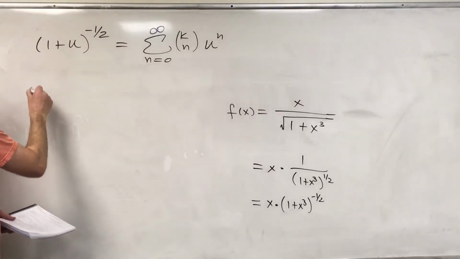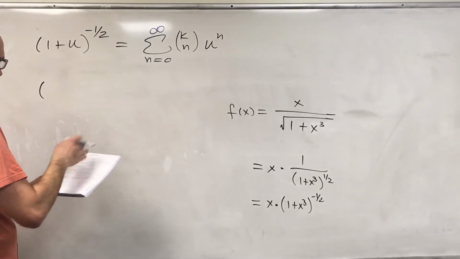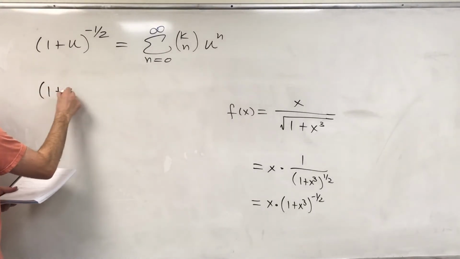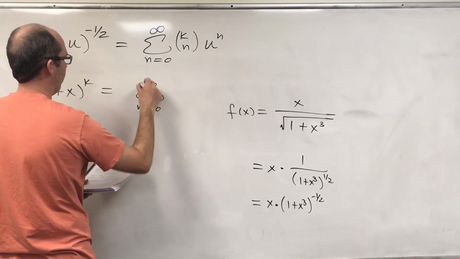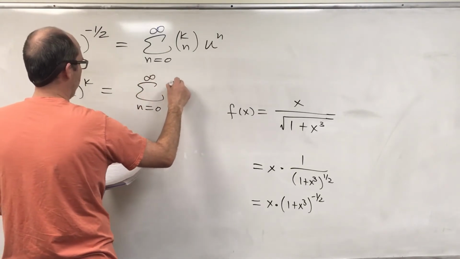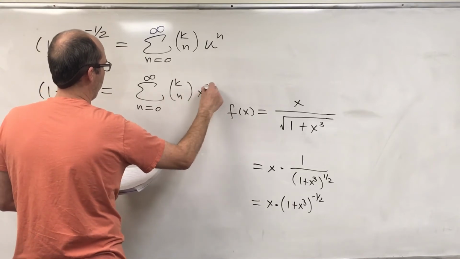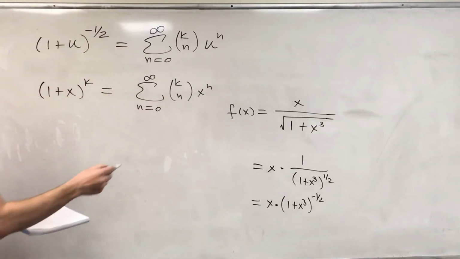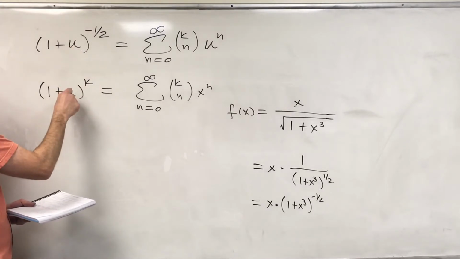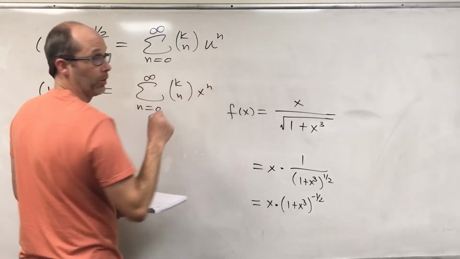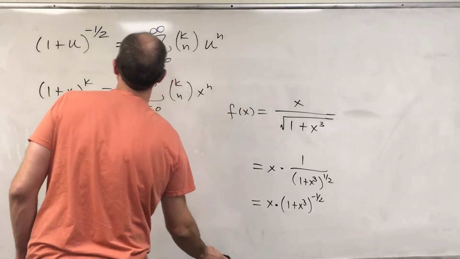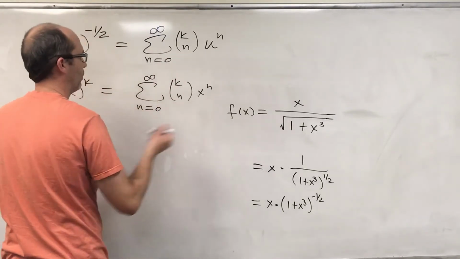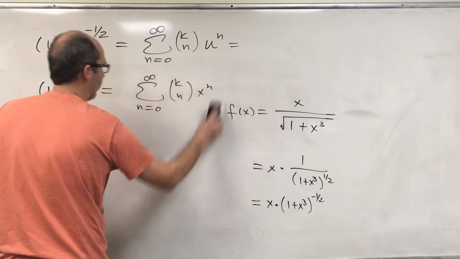Remember in the Notes and Learning Goals Part 3, we have 1 plus x to the k is the sum n equals 0 to infinity, k choose n, x to the n. So when I put the u there, that's taking the place of the x, so we need a u where the x is.